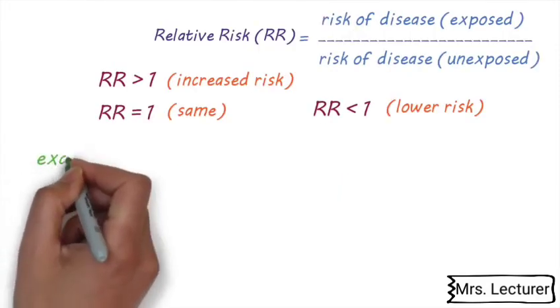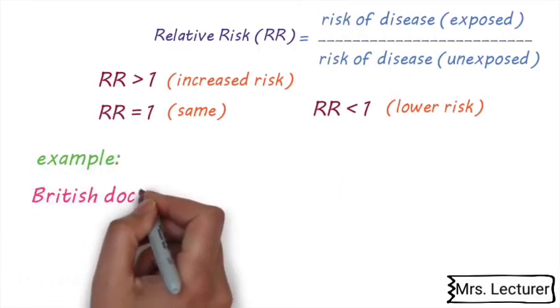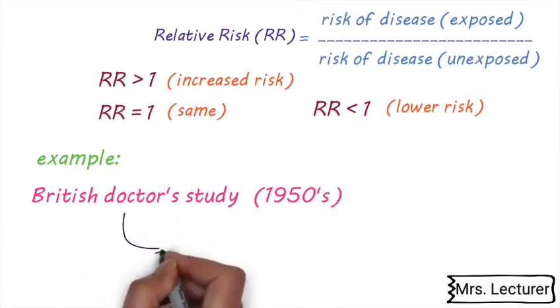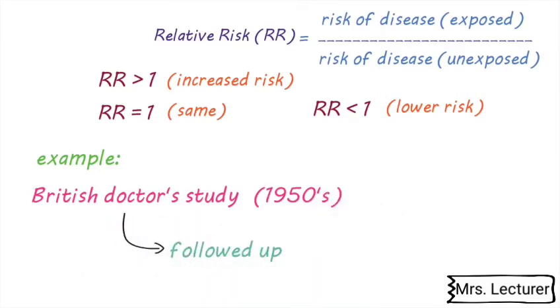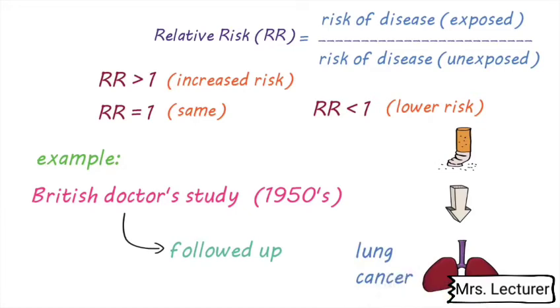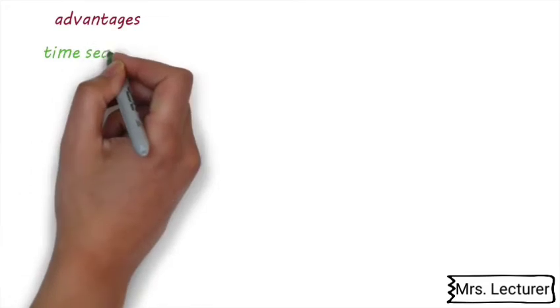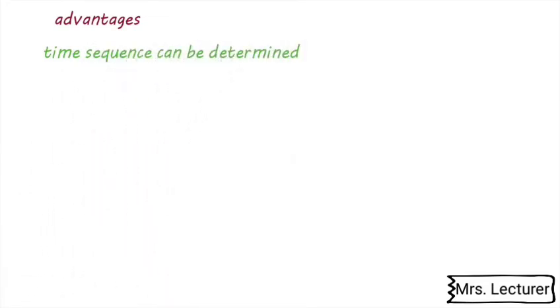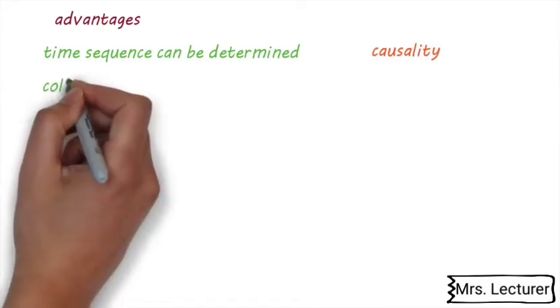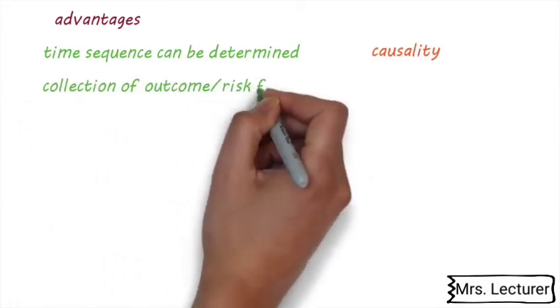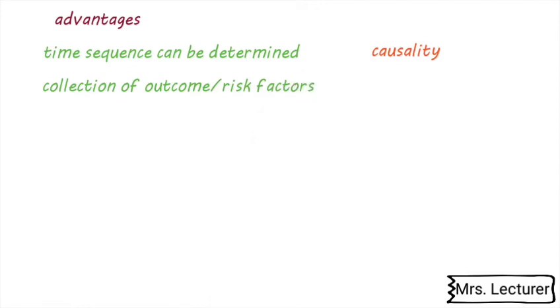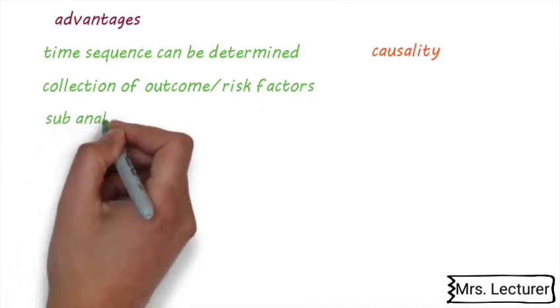A well-known cohort study is the British doctor study, done in the 1950s, where a group of doctors were followed up for many years. This study provided valuable scientific evidence of the harmful effects of smoking, especially the link between smoking and lung cancer. One of the main advantages of cohort studies is that the time sequence of events can be determined. This is useful when trying to determine what caused a disease. Another advantage is that information about several different outcomes and risk factors can be collected at the same time. This allows for sub-analysis to be conducted on the data.